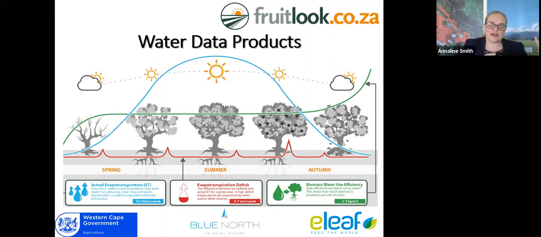Because if you look at it in hindsight, you might think, oh no, I didn't give enough irrigation water. But if you constantly monitor your soil and look at FruitLook data and at weather data, then you can say, no, I had enough water in the soil. It was just particularly windy and very hot. That's why I got an ET deficit.